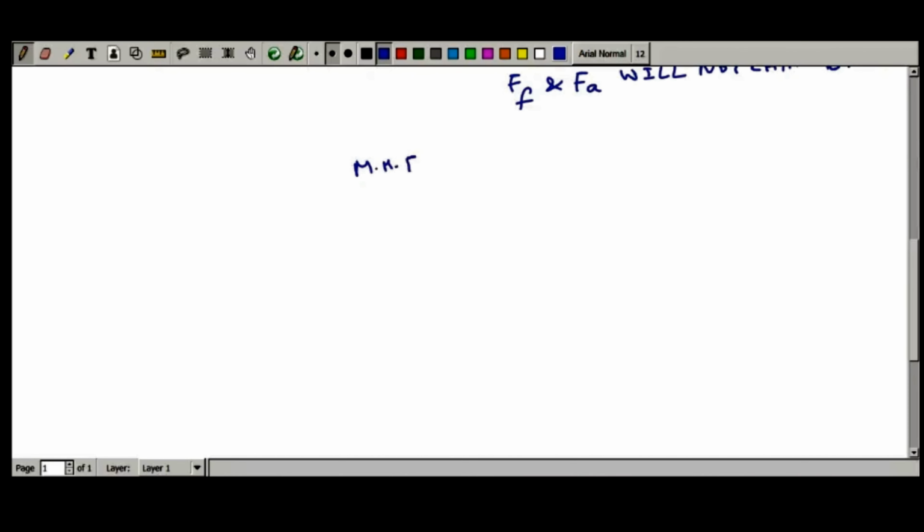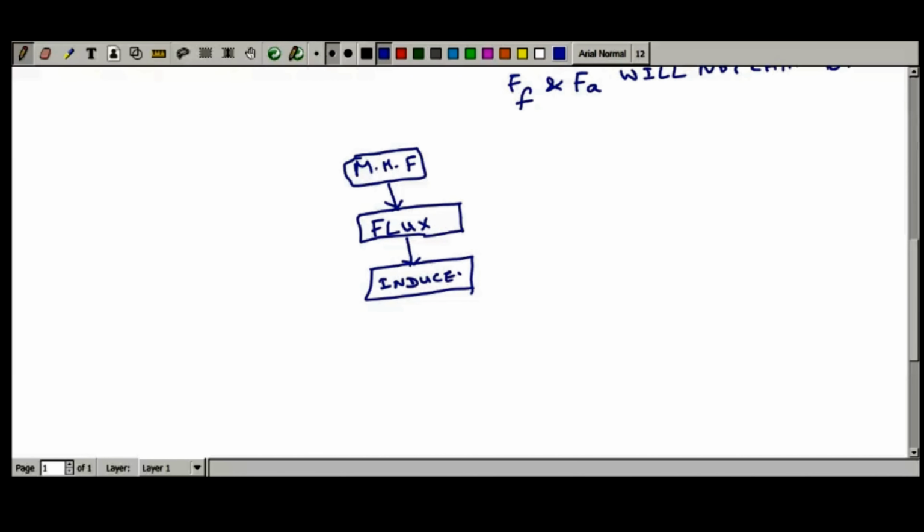The magnetomotive force, that is MMF, leads to the establishment of flux. Flux means the magnetic flux, okay, and flux is going to establish the induced EMF. So this is the sequence. So keeping in view what we have written here, that FR is given by FF plus FA.